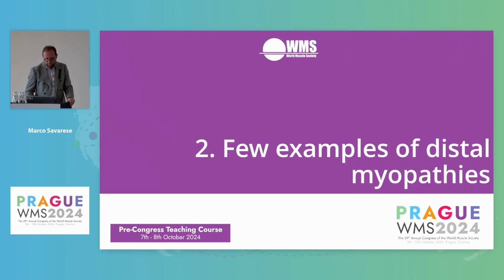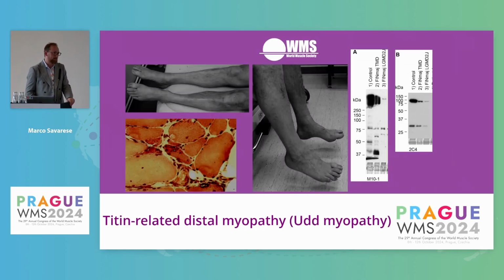Now a few examples of distal myopathies. I start with titin, a bit because I have a conflict of interest here, and also because, as you probably know, the first human disease associated with titin variants is a distal myopathy. It's the Udd myopathy, the tibial muscular dystrophy, and as already shown, the tibial muscles here are almost gone.